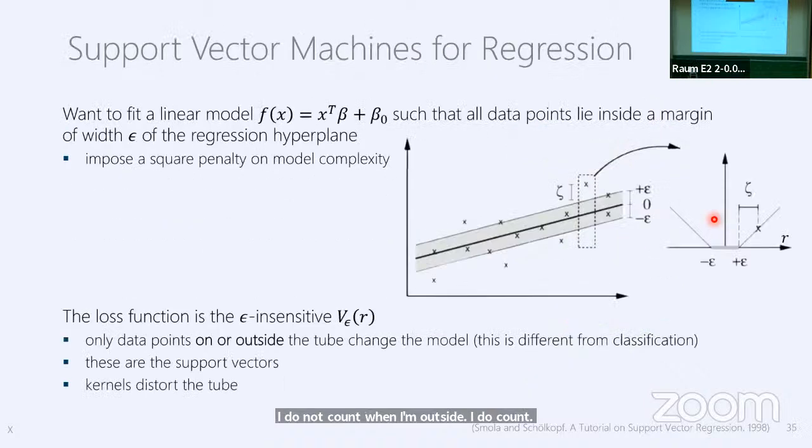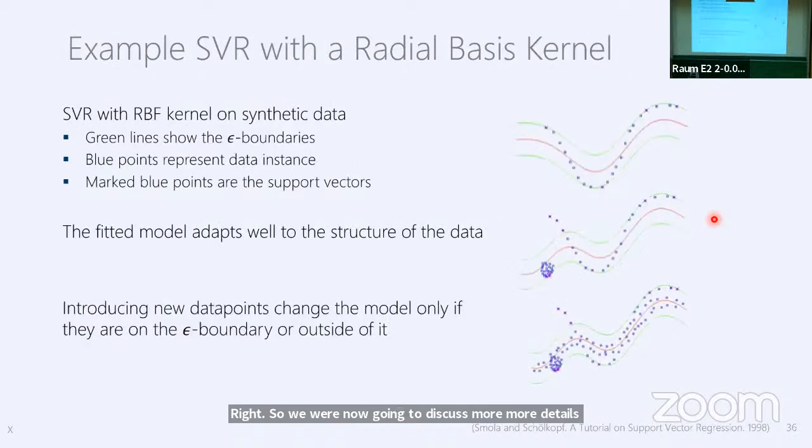Right? So we're not going to discuss more details on SVR, support vector regression, but we'll just show how it looks. If we do support vector regression with the RBF, the radial basis kernel, we get these kinds of results. Just to tell you what the plot is doing, this is the fitted model, the red line. The green lines are these epsilon boundaries that we discussed.